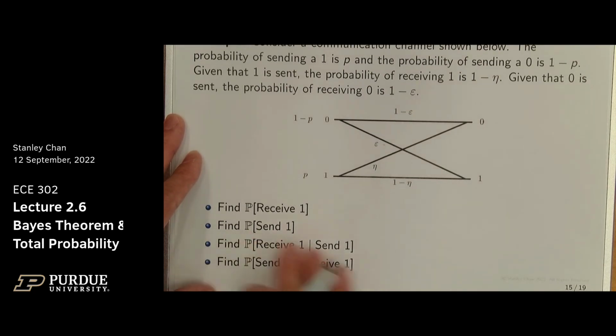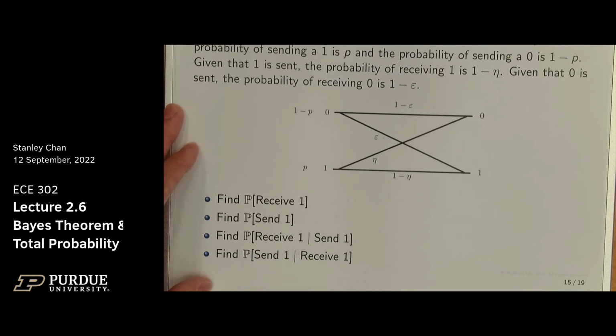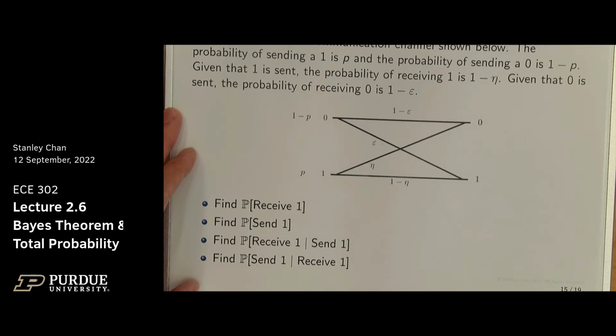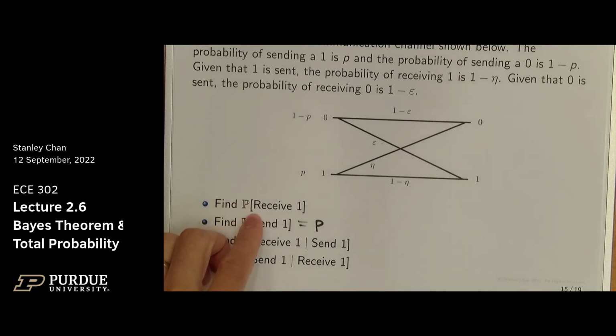Let's look at the second one. What is the probability that you actually send a 1? That is very clear from the diagram. You don't even need to look at that side. Just look at the left-hand side. What is the probability that you send a 1? P. Okay. The transmitter doesn't need to communicate with the receiver. The transmitter just sends something out. And that's P. What is the probability that you receive a 1?